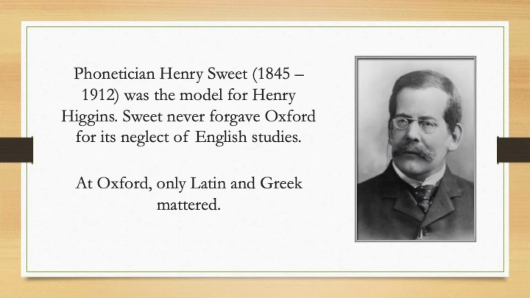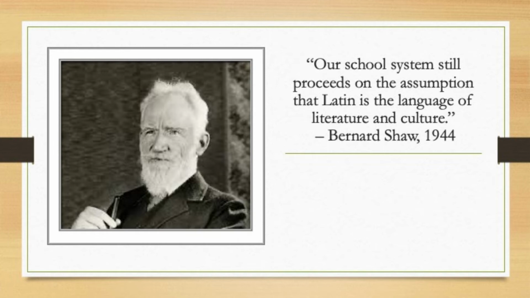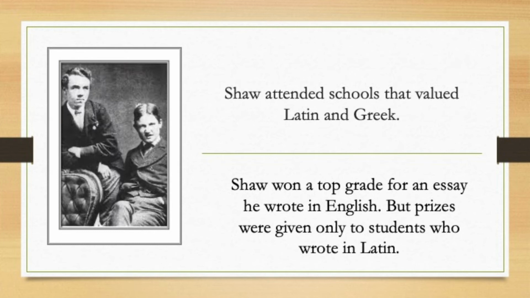Veneration of Latin continued into the 20th century. Henry Sweet was the model for Henry Higgins. According to Shaw, Sweet never forgave Oxford for its neglect of English studies. At Oxford, only Latin and Greek mattered. In 1944, Shaw complained, "Our school system still proceeds on the assumption that Latin is the language of literature and culture." In this picture, Shaw is on the right.